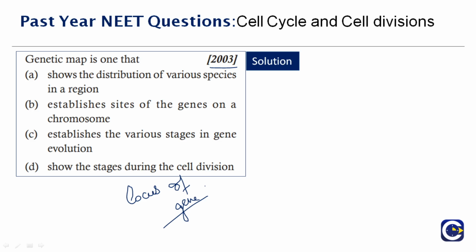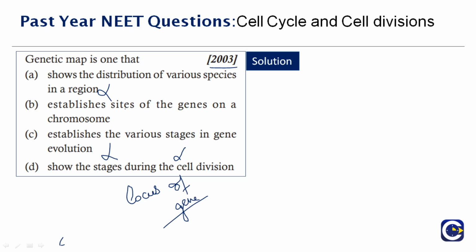Now here the question is, what does a genetic map do? First option, it shows the distribution of various species in a region. Wrong. They are talking about the general function of a map. Second one, establish the sites of genes on the chromosome. Third one, establishes the various stages in a gene evolution. Wrong. We don't talk about evolution here. We only talk about the current status. Therefore, evolution doesn't come here. Option A is also wrong. Shows the stages during cell division. No. The correct answer is option B.